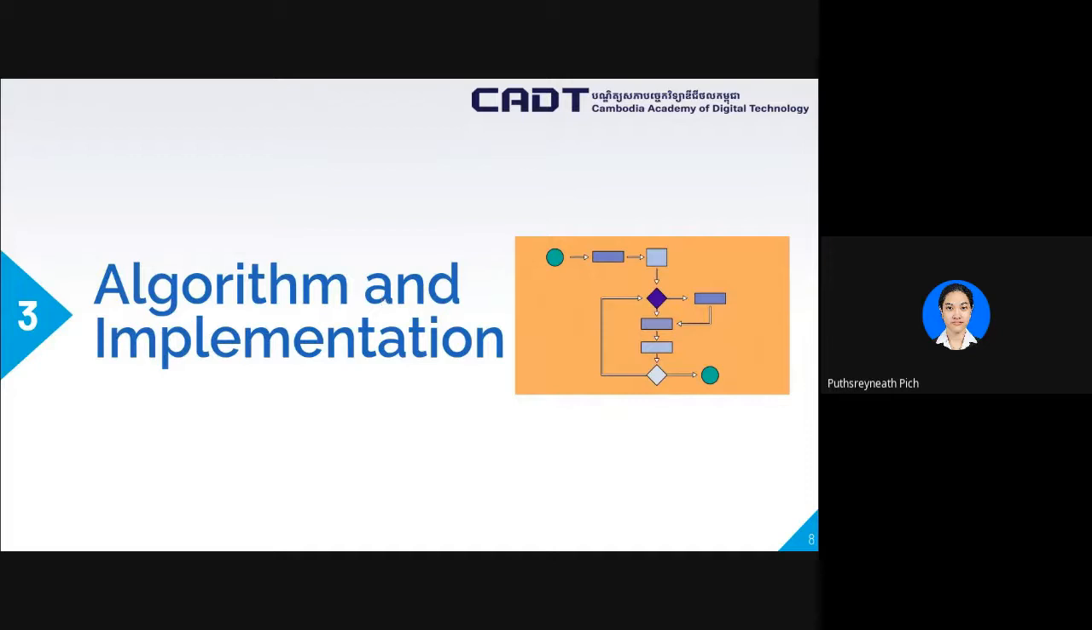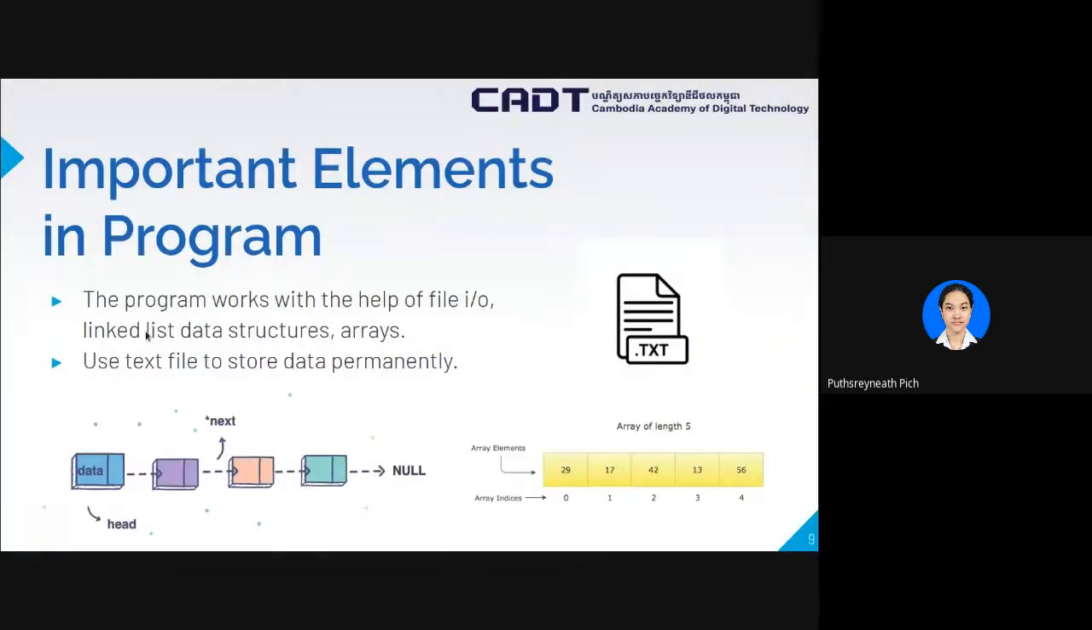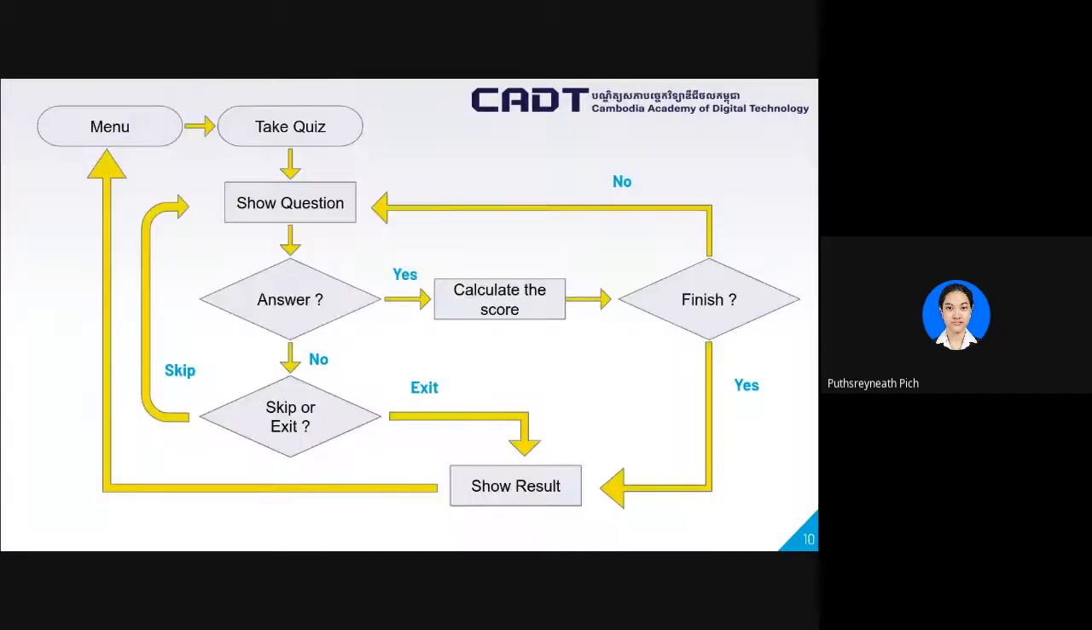Let's begin with the third part, which is the algorithm that we use in our project. Our program uses a linked list, file I/O, and array to store the information of users, and to read and write that information from and to the file. We can view each user's history by reading their information from the file. And here is the example of the flowchart of our program.